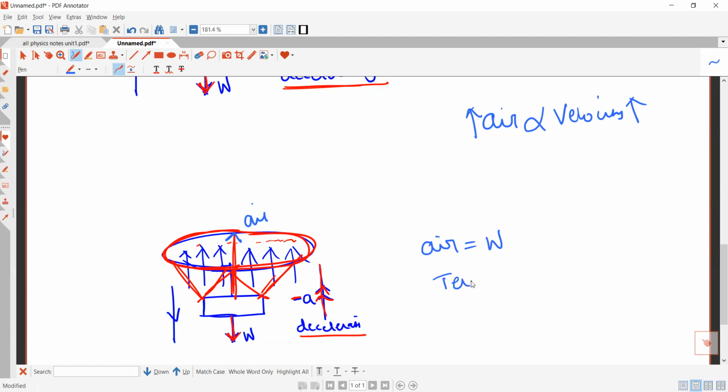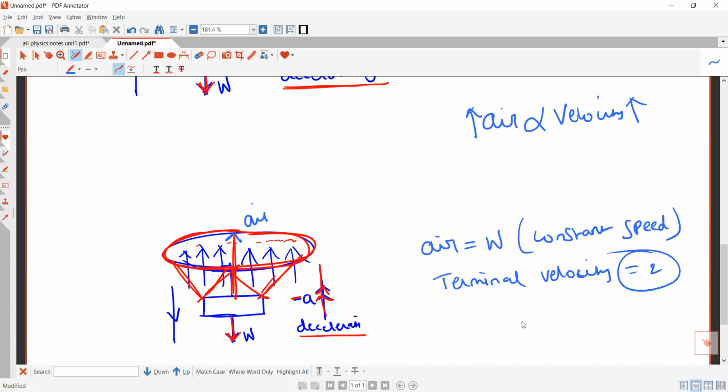This is what we call terminal velocity number 2. It is traveling at constant speed again. Everyone understood? And we call it terminal velocity number 2. After that, the person can land. Okay. Now tell me one thing.